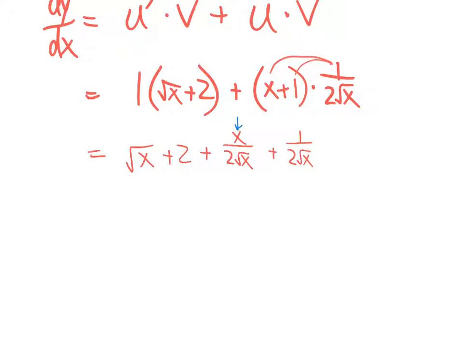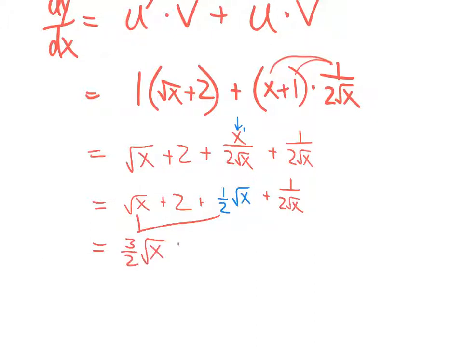X and x, 1 half. So it's just radical x on top. Yeah, it would be a half of a radical x. Because this is x to the first, that's x to the 1 half. You subtract when you're dividing. So it'd be x to the 1 half left over. So it's radical x plus 2 plus the 1 half radical x plus 1 over 2 root x. So now we can put these two parts together, and we get 3 halves root x plus 2 plus 1 over 2 root x.